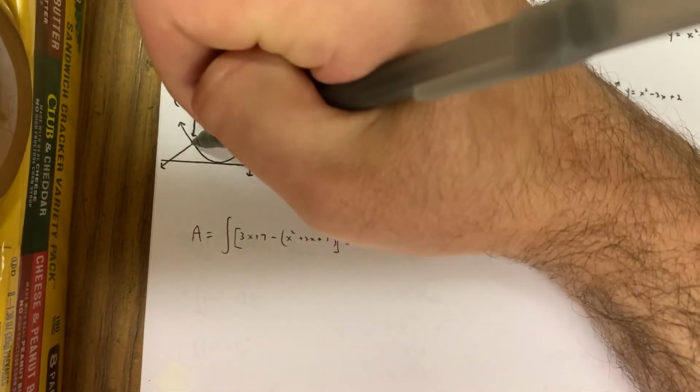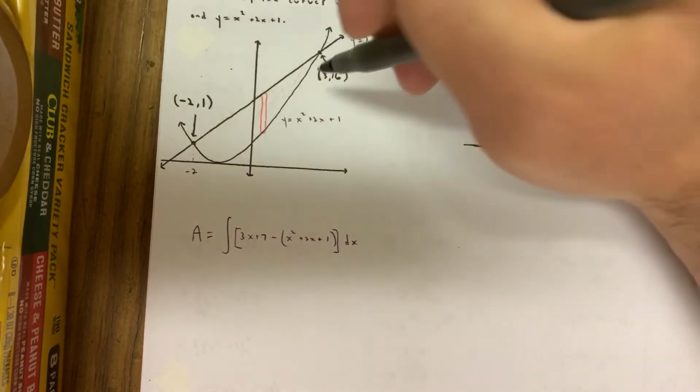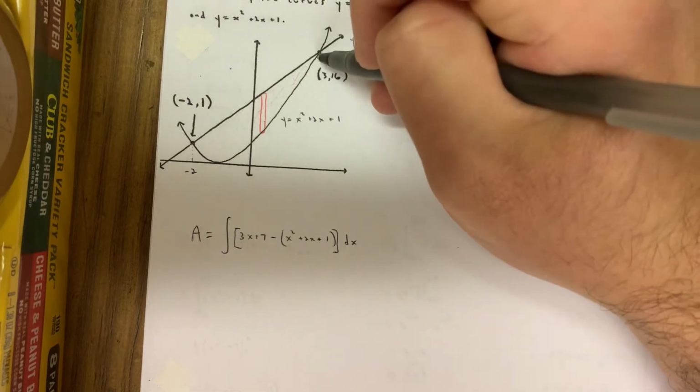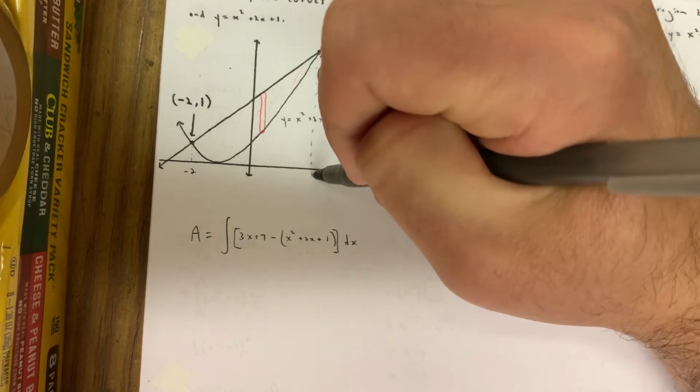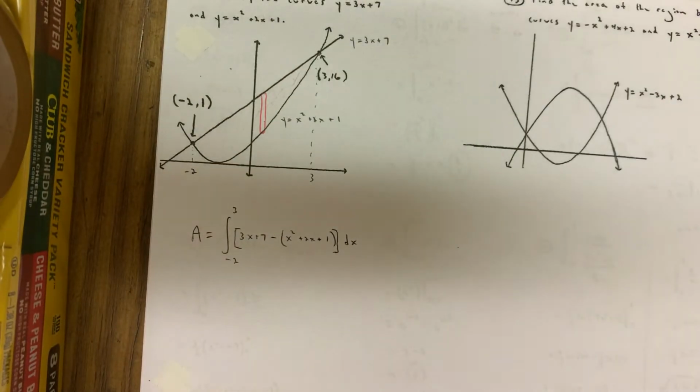The leftmost point of this region is right here. Here's the leftmost x value. That point has an x value of -2. And the rightmost spot in the region is right here. And that point has an x value of 3. That's why I'm going to integrate from -2 to 3.